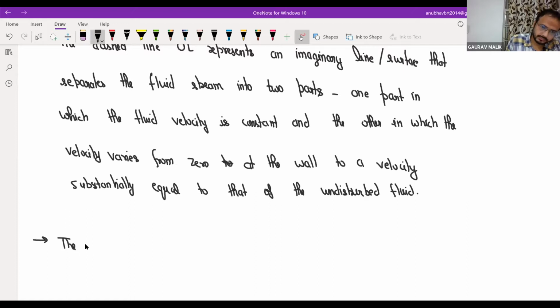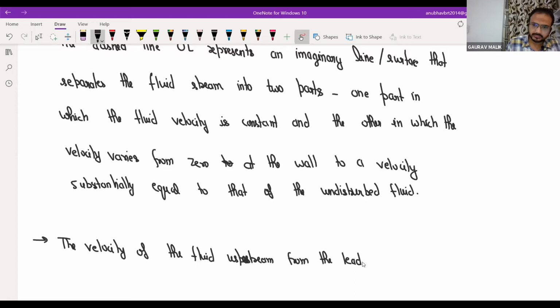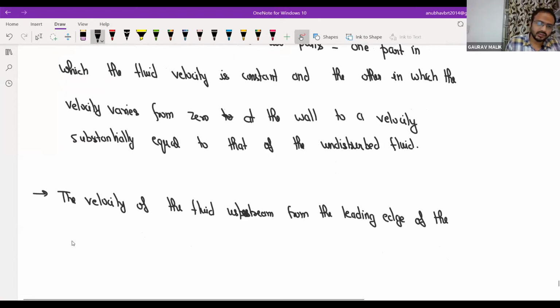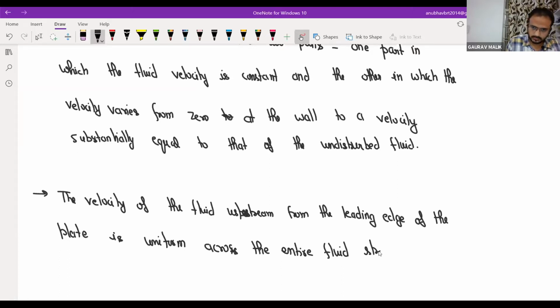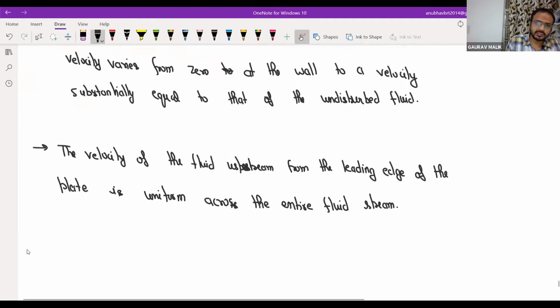Next point, the velocity of the fluid upstream from the leading edge of the plate is uniform across the entire fluid stream. Next part.